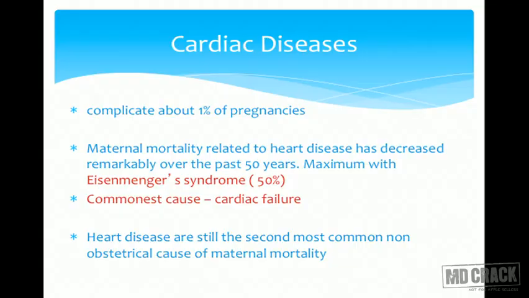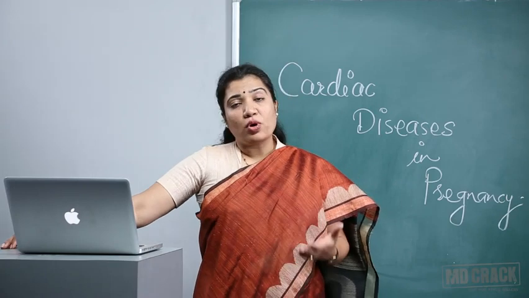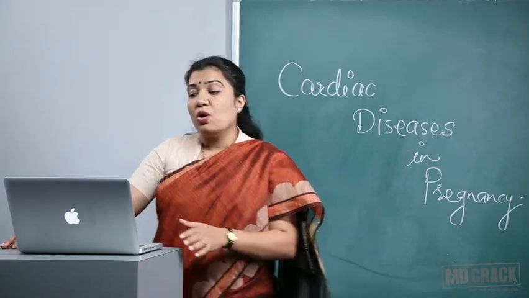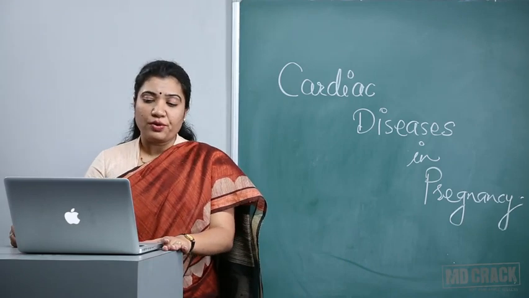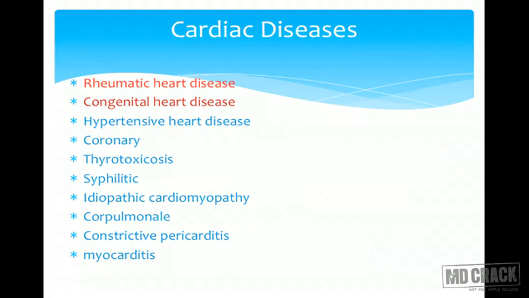The commonest cause of maternal mortality is cardiac failure. There can be other causes like endocarditis, embolism, pulmonary embolism, arrhythmias, but the most common cause is cardiac failure. And heart diseases are still the second most common non-obstetrical cause of maternal mortality. Which are the common diseases? The commonest disease is rheumatic heart disease, still at number 1. Second is congenital heart disease, maybe cyanotic, maybe acyanotic variety. Others are hypertensive heart disease, coronary heart disease, thyrotoxicosis, syphilitic lesions, idiopathic cardiomyopathies, cor pulmonale, constrictive pericarditis, and myocarditis.